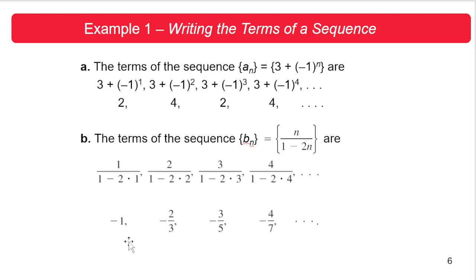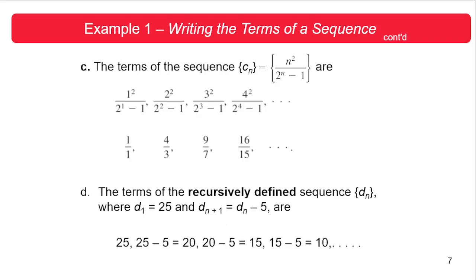So negative 1 is the first term, negative 2 over 3 as the second term, negative 3 over 5 as the third, and negative 4 over 7 as the fourth term, and so on and so forth.